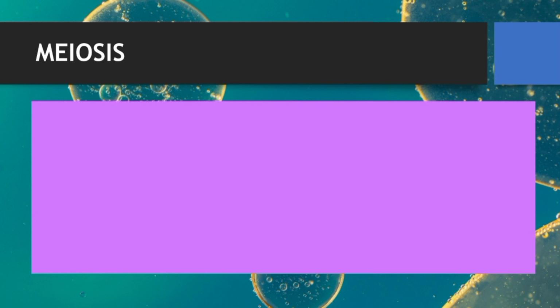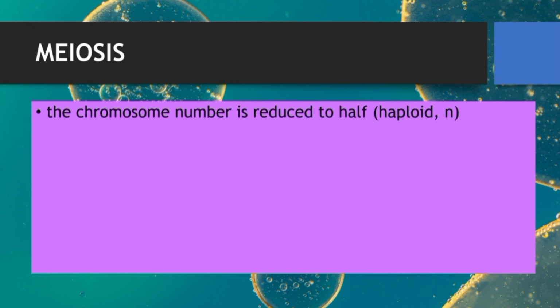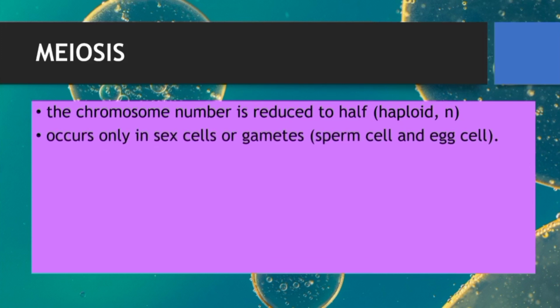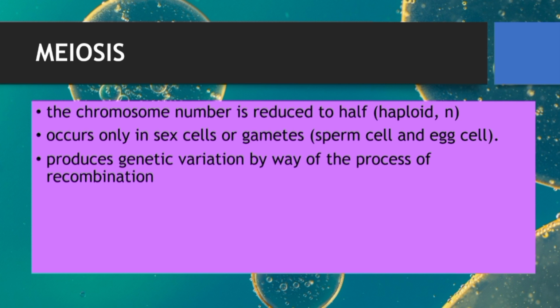Next, meiosis. This is another type of cell division in which the chromosome number is reduced to half or haploid. Sorry for that. Diba? Nalito na sa half at saka sa haploid. Alright. And meiosis happens only in sex cells or gametes. Tapos, meiosis is important because it produces genetic variation by the way of the process of recombination.